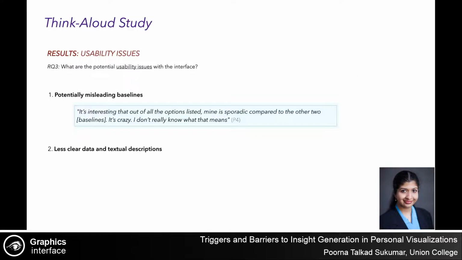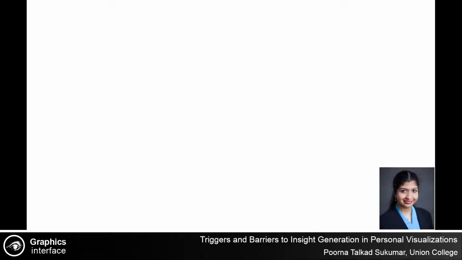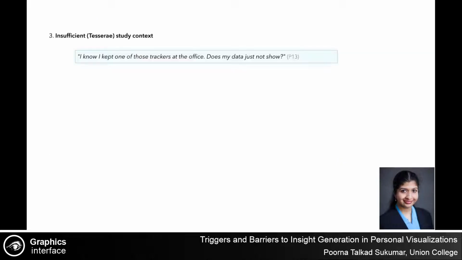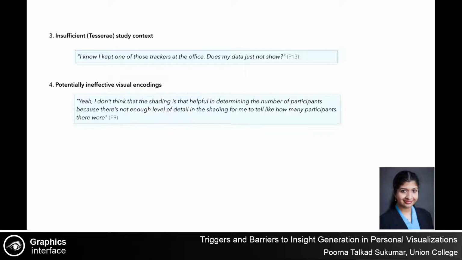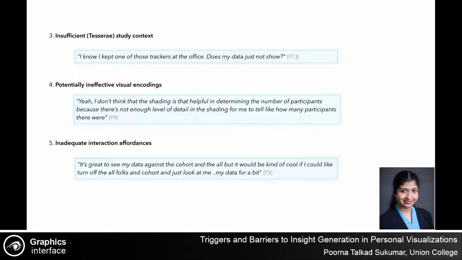And participants also found some of the data and textual descriptions to be less clear. We also found that the TestRace study related information provided on the interface was inadequate, and some of the visual encodings were less effective. And participants also wanted to be able to perform additional interactions with their data that the interface did not afford.